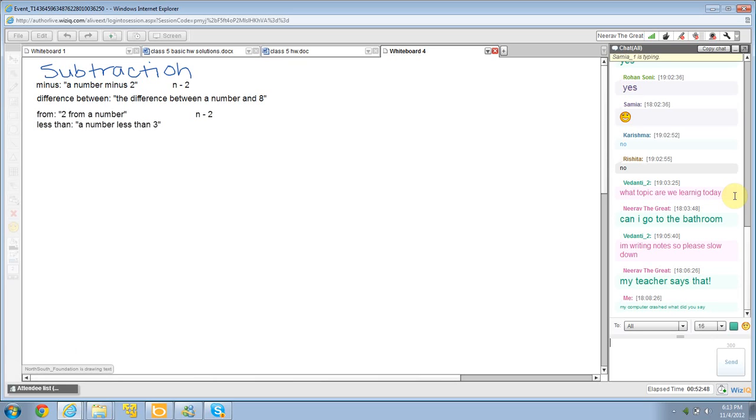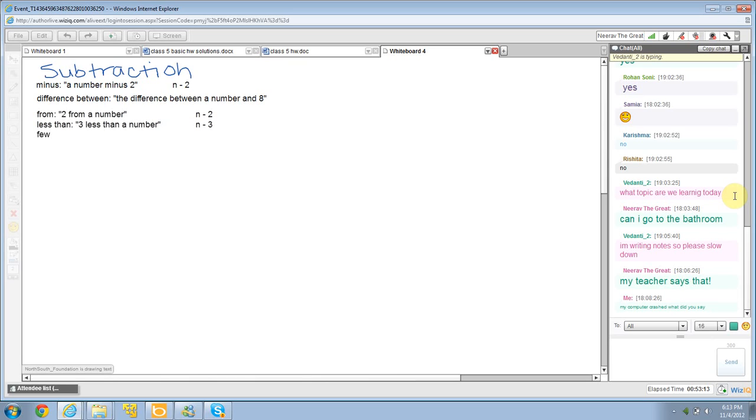So what that means is, or whoops, not a number less than 3, my bad. 3 less than a number. So what that means is n minus 3. Because I'm saying I want to take 3 less than the number that is already there. So to do that, I have to subtract 3.